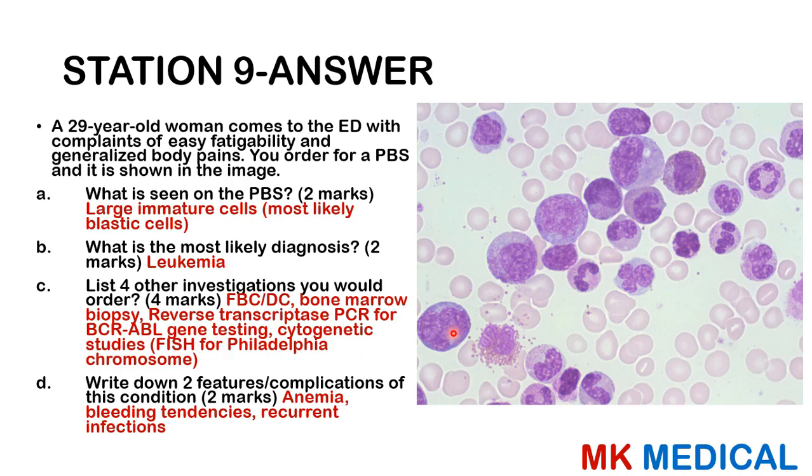So most likely you're seeing these large immature cells. They're most likely blast cells. So this woman most likely has a leukemia. Other investigations include a full blood count with a differential count, a bone marrow biopsy, reverse transcriptase polymerase chain reaction, which we can do for the BCR-ABL gene. We can also do certain cytogenetic studies such as fluorescein in situ hybridization tests for the Philadelphia chromosome. 2 complications or features include things like anemia, bleeding tendencies, as well as recurrent infections.